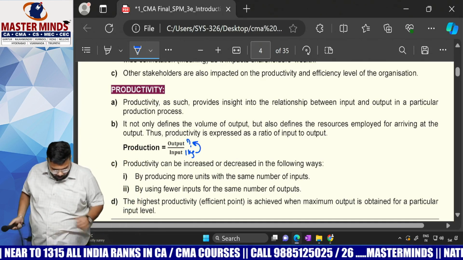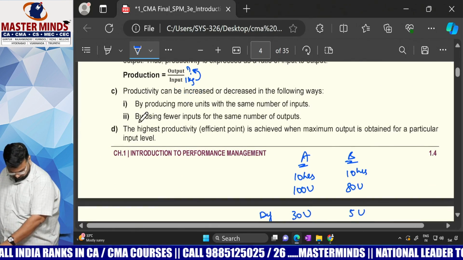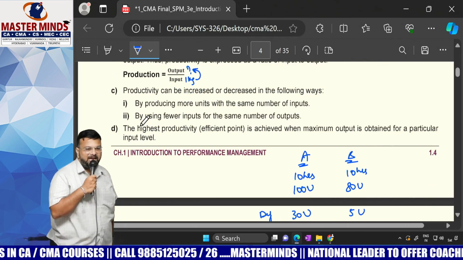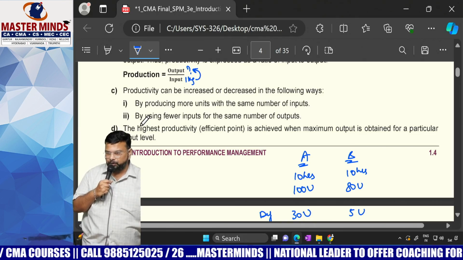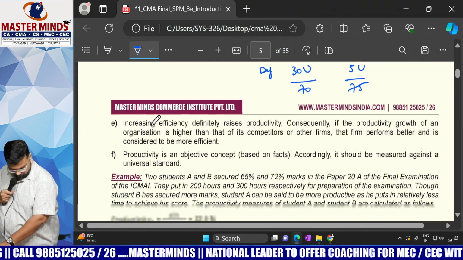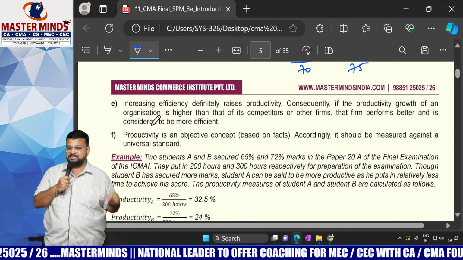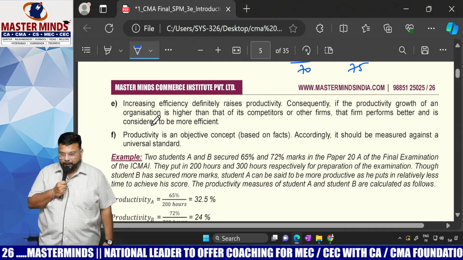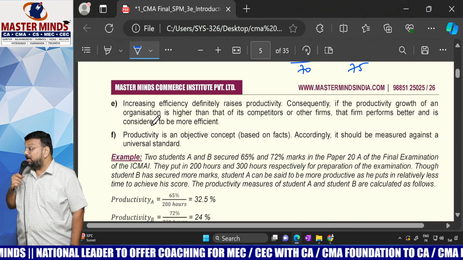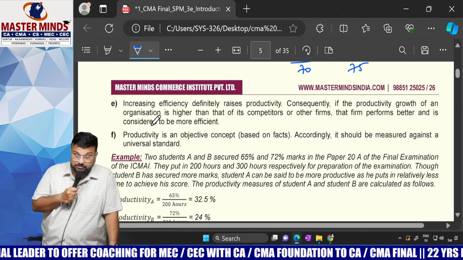Next. The highest productivity is achieved when maximum output is obtained for a particular input level. This highest productivity is called the efficiency point or efficient point. Next, Nana. That's what I have given in the bracket. Increasing efficiency definitely raises productivity. Underline that sentence. If there is an increase in productivity, definitely it is because of efficiency, provided you have used the same quantity of input. Now you can increase output by increasing input.